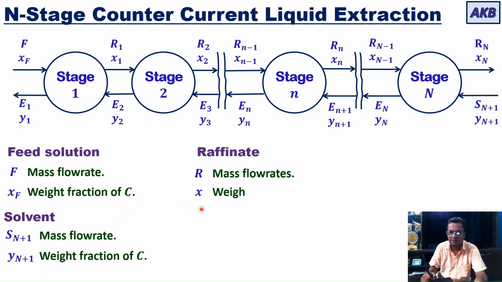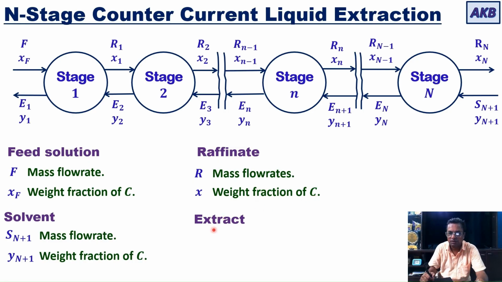Then X is the weight fraction of solute in those raffinate phases. So depending on the number of the stage from which the raffinate phase comes out, you have X1, X2, X3, Xn, capital X N, the final composition of the raffinate phase. So X represents the weight fraction of C, the weight fraction of the solute.